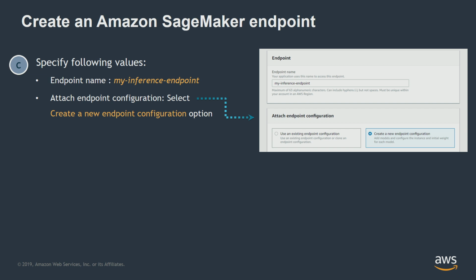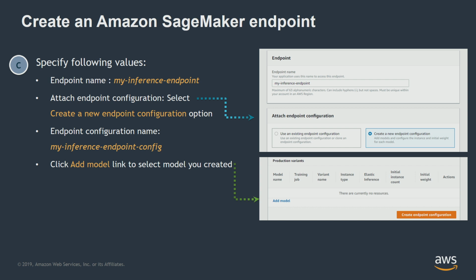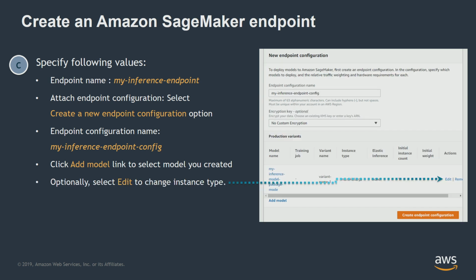Here we're going to give it a name and also create a new endpoint configuration. In the endpoint configuration, we want to select the model we created moments ago based off the model package that we subscribed to. We'll add the model, and then we can click edit to change the instance type if you want to scale up, or increase the instance count if you want to scale out.